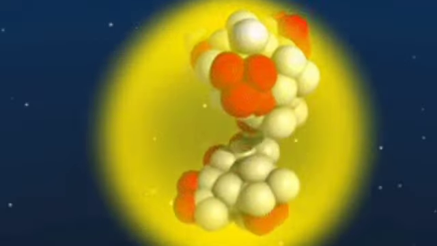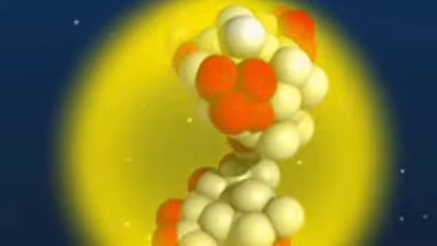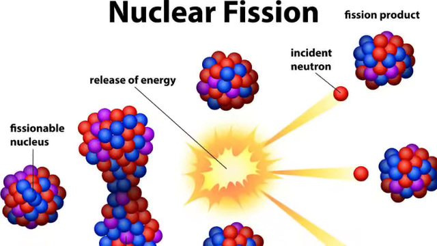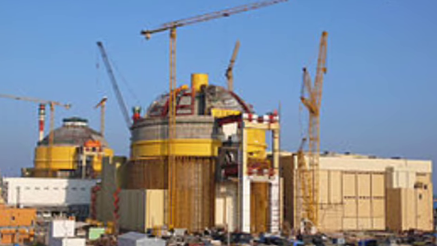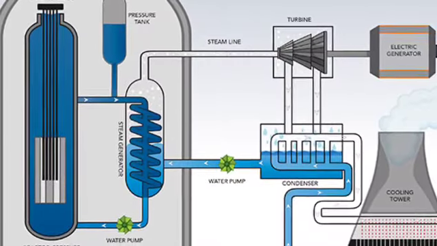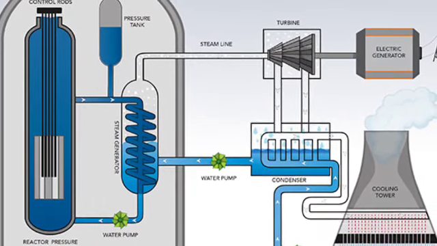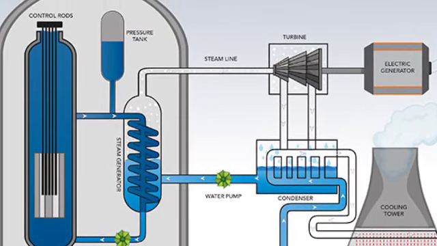How is it generated? When the atoms of these radioactive substances react, they generally split into parts. This process of splitting of atoms is called nuclear fission. Nuclear fission produces a huge amount of heat, and this heat is used to generate electricity. For your information, there are two types of nuclear reactors. Now what are nuclear reactors? Nuclear reactors are where the nuclear reaction takes place.